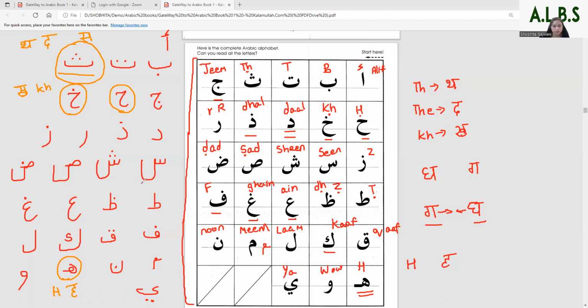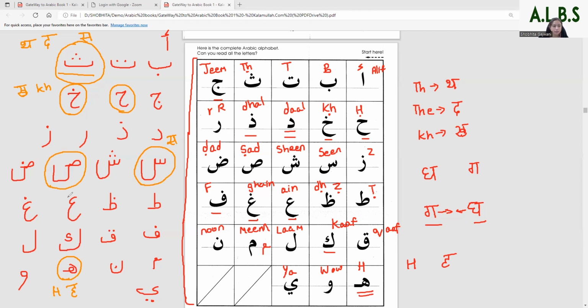Now next letter, this seen. Seen has the sound of sir and sawed. Sawed has the sound of saw. Sir is different. Saw is different. All right.